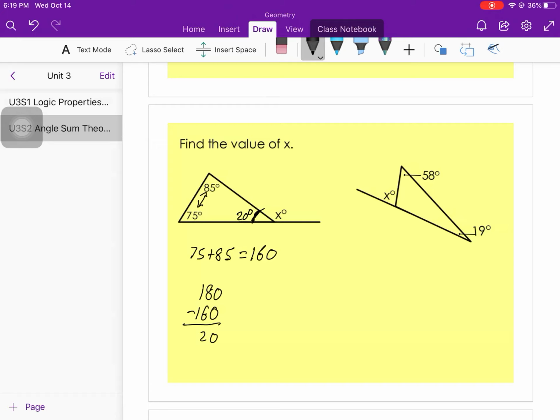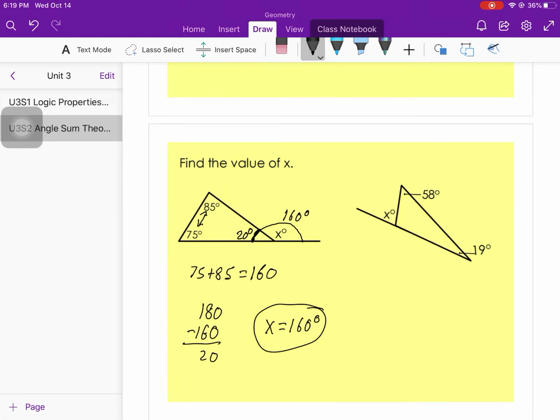Okay, so if that's 20 degrees, now we know that 20 degrees and x form a straight line. So together they have to add up to 180. So x just has to be 160. Interesting, because we saw 160 before.